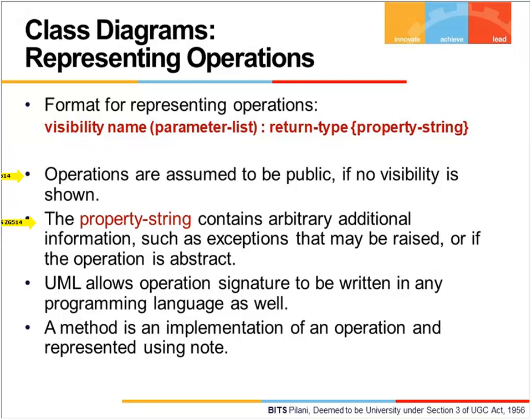The property string is used to represent the type of exceptions, and could be used to specify whether it's an abstract operation or not, right?